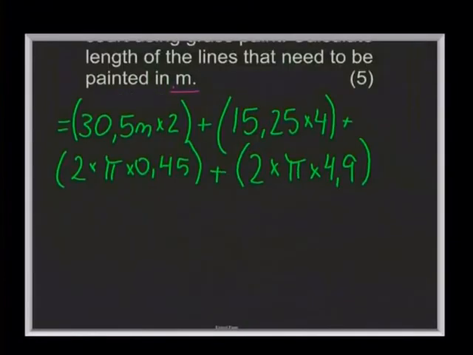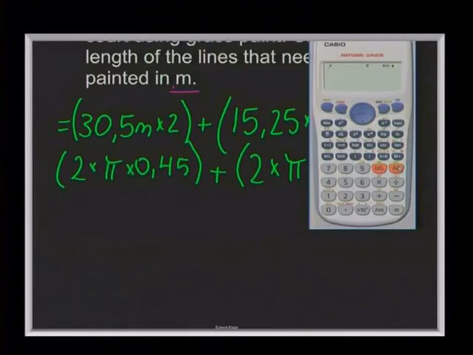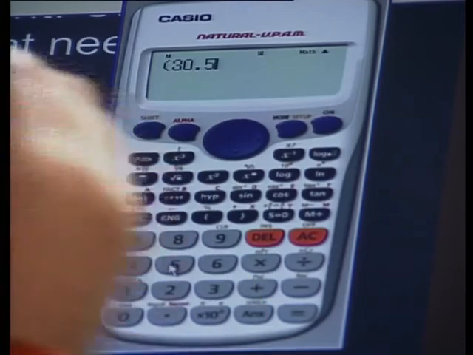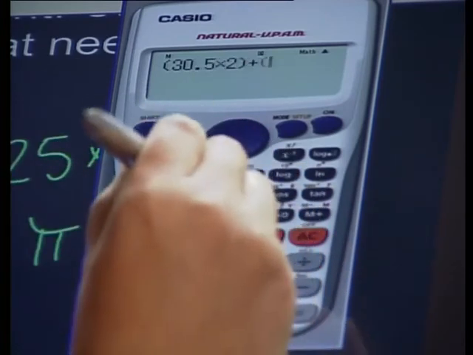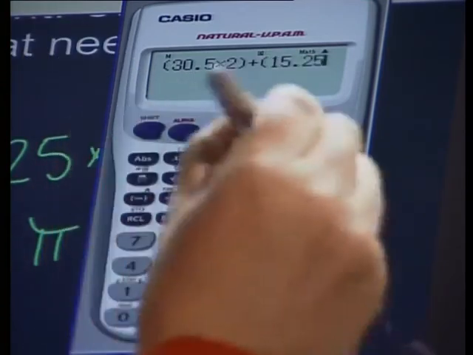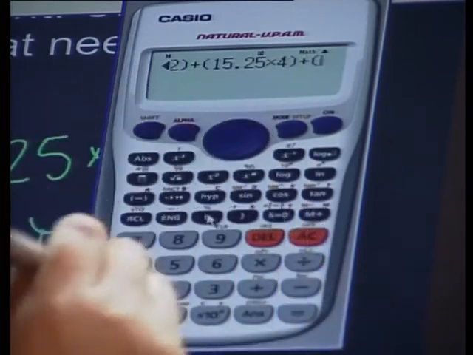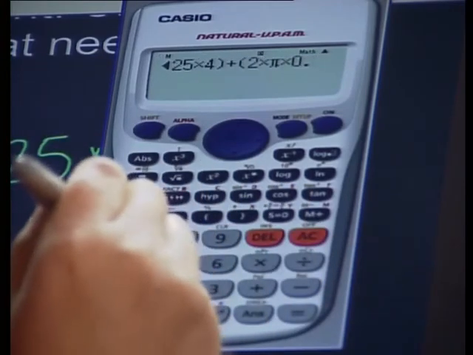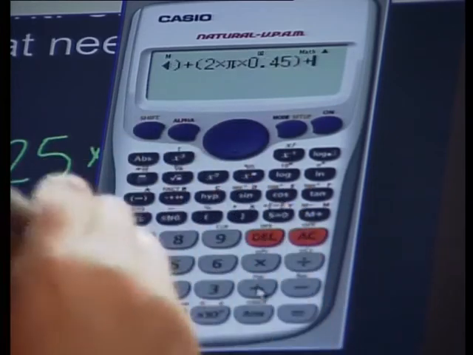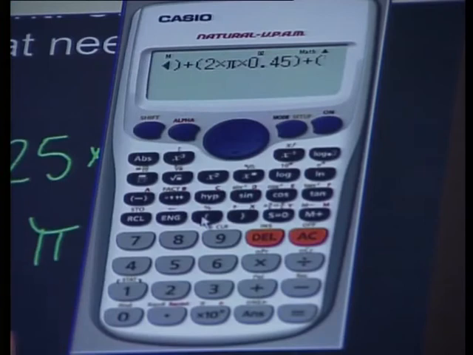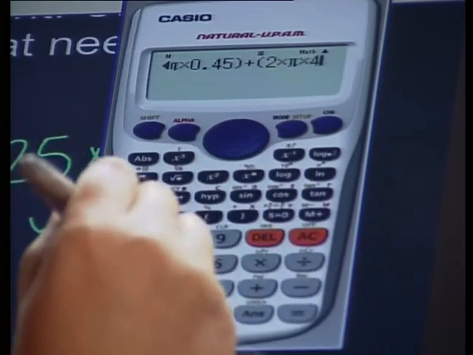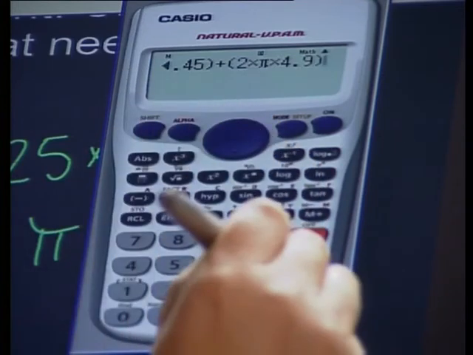And now we can just go and substitute that all into the calculator. So I'm going to use my brackets. It makes it easier for me to compartmentalize everything. So I've got 30,5. That was my length. There were 2 lengths. Plus, I've got my breadth. And there were 4 of those. Plus the center circle, which is 2 times my pi, times the radius, which was 0,45. Close that bracket. Plus the 2 semicircles, which I said I can use a circle formula. So 2 times pi times my radius, 4,9. Close that bracket and equals.